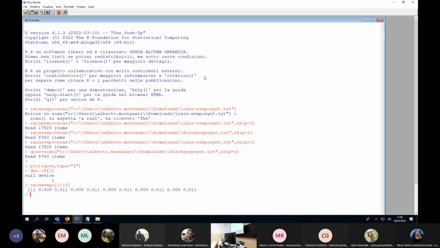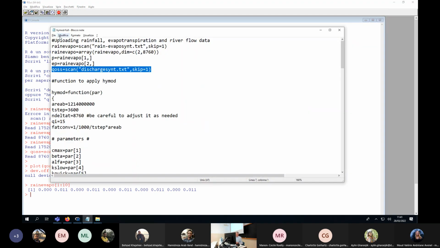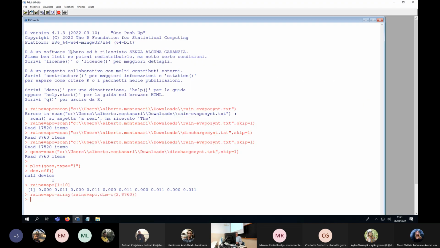So what is the way of converting the vector into a matrix in columns? You find the instruction in the proposed code, which is an array function. It is this one. So what I'm saying to the program is to transform the vector rain evapo into an array which has dimension 2 columns, 8,760 rows. Okay, so I copy it and I put it here.